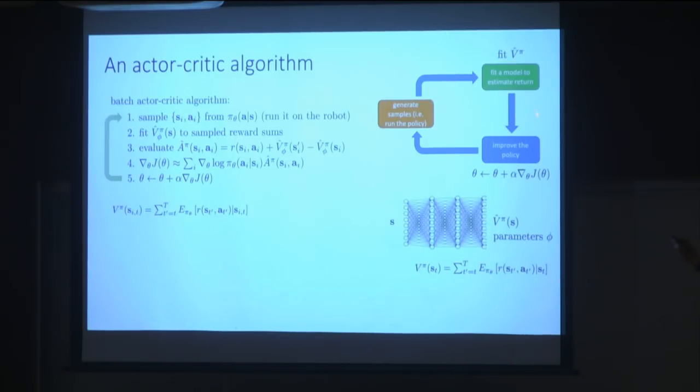So now the green box is a bit more complex. The green box involves actually doing this policy evaluation and fitting v hat. And the blue box is exactly the same, just using v hat inside the advantage estimator instead of simply summing the rewards together.